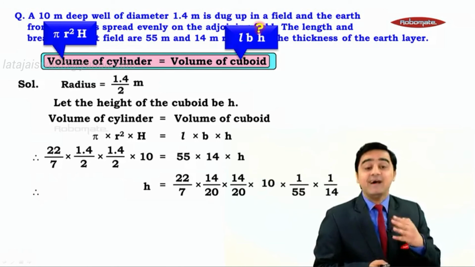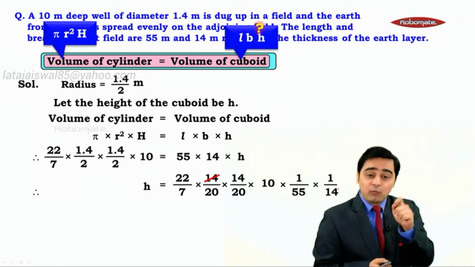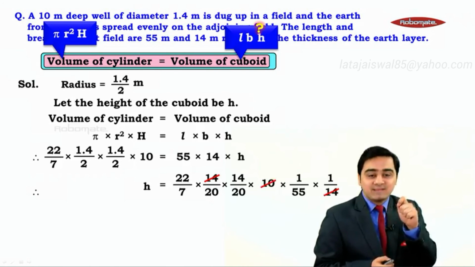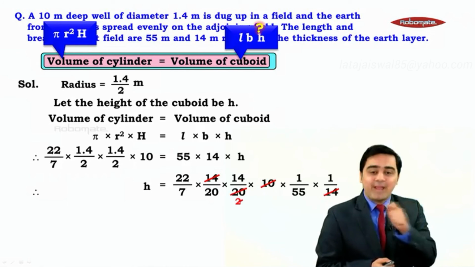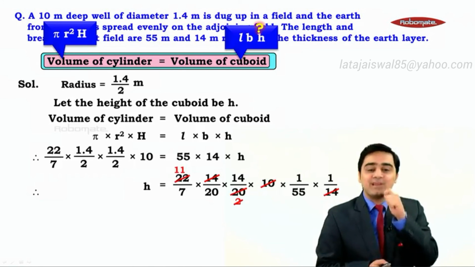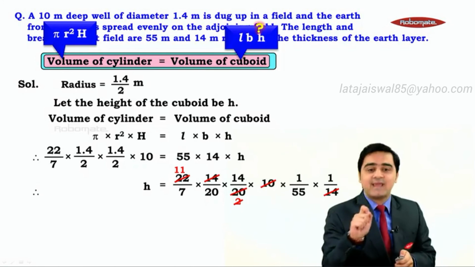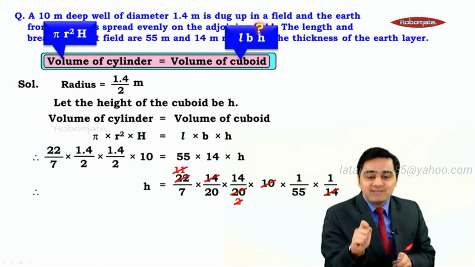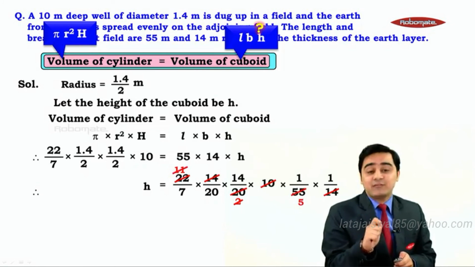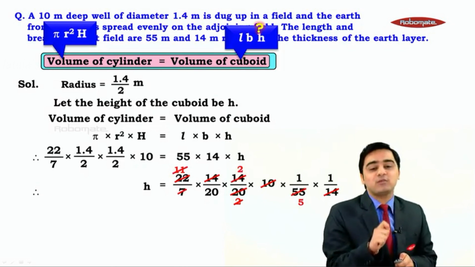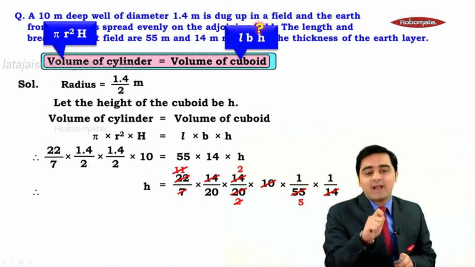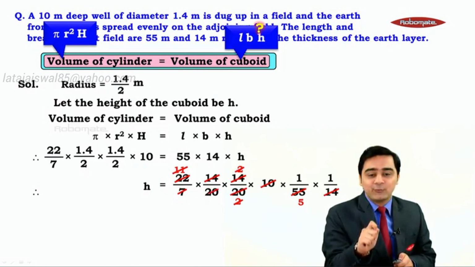Now let us understand the cancellations. First we can cancel 14 and 14. Next we can cancel 10 and 20. It is 10 ones are 10, 10 twos are 20. Next we can cancel 2 and 22. It is 2 ones are 2, 2 11s are 22. Next we can cancel 11 and 55. It is 11 ones are 11, 11 fives are 55. Next we can cancel 7 and 14. It is 7 ones are 7, 7 twos are 14. Next we can cancel 2 and 20. It is 2 ones are 2, 2 tens are 20.